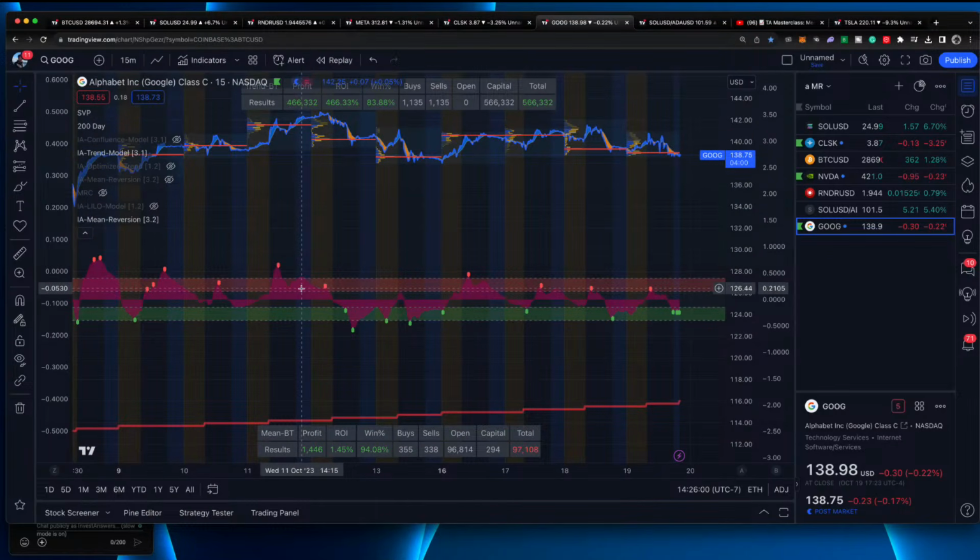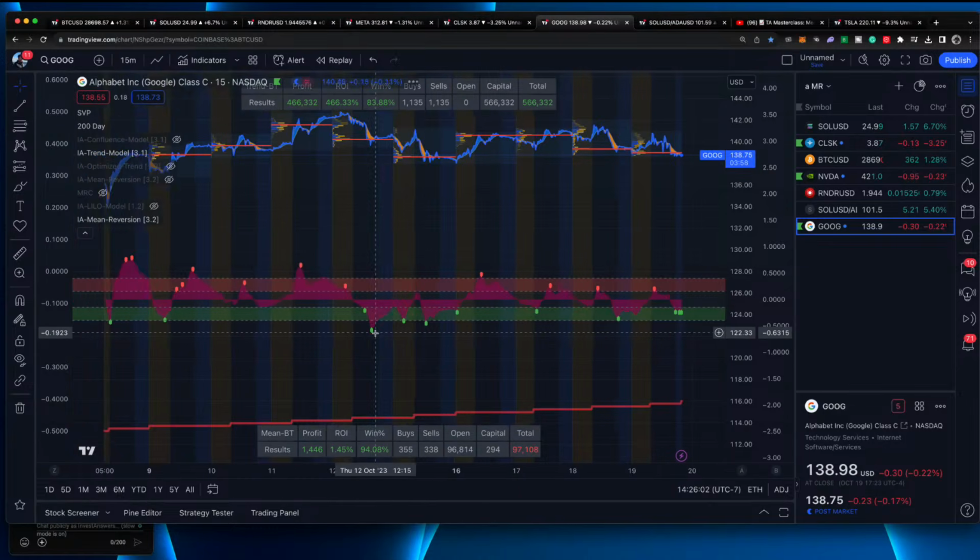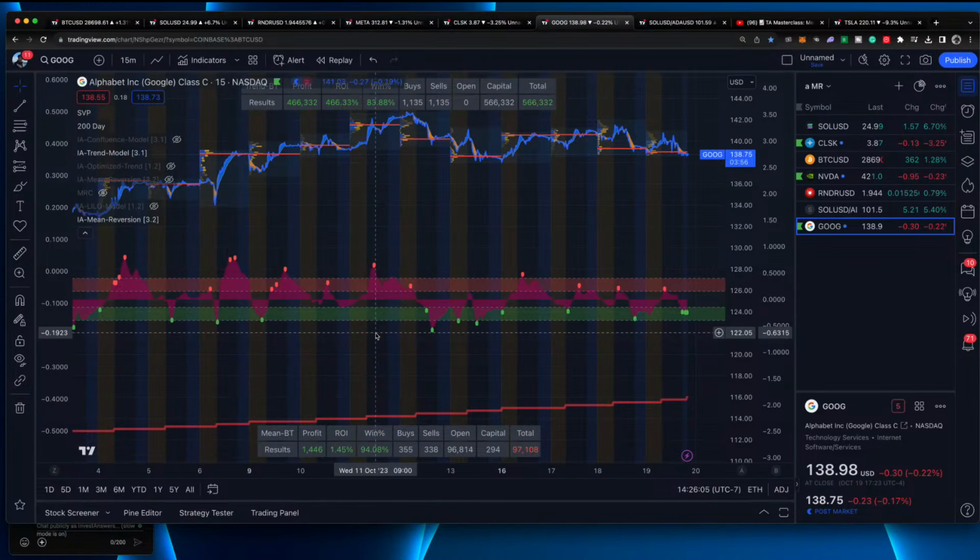83.8 and 94.08. It's still not bad too. You can see the regularity with which you can trade this with great frequency. You can trade like once a day. Buy, sell, buy, sell. Wait 2 days, 3 days, buy. Wait 2 days to sell.